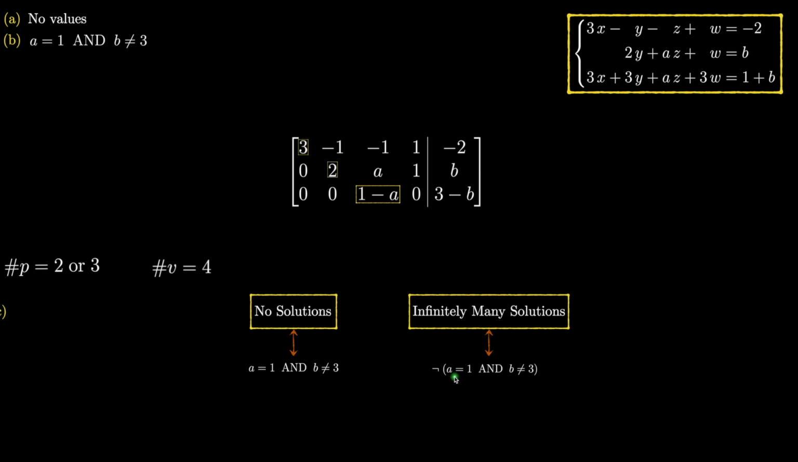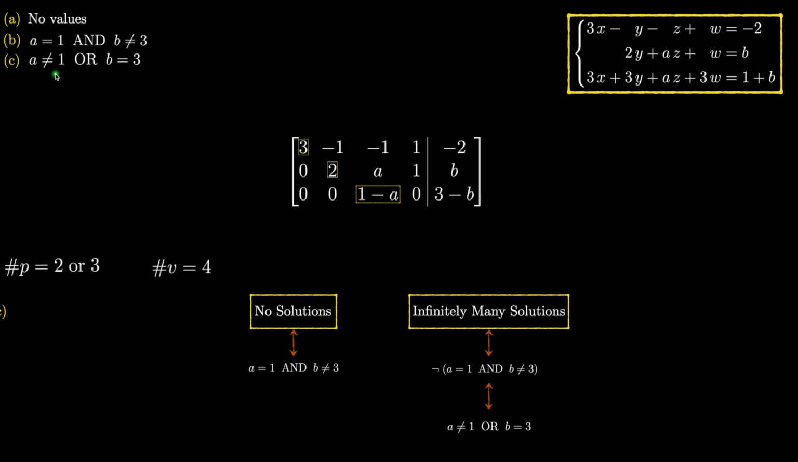Okay, this is not the case. What does it mean? It means that it is not the case that A is equal to 1 and B is not equal to 3. It means A is not equal to 1 or B is equal to 3. If you just think a little bit, this is the translation of this negated sentence. Yes? So that is the answer to the third part.